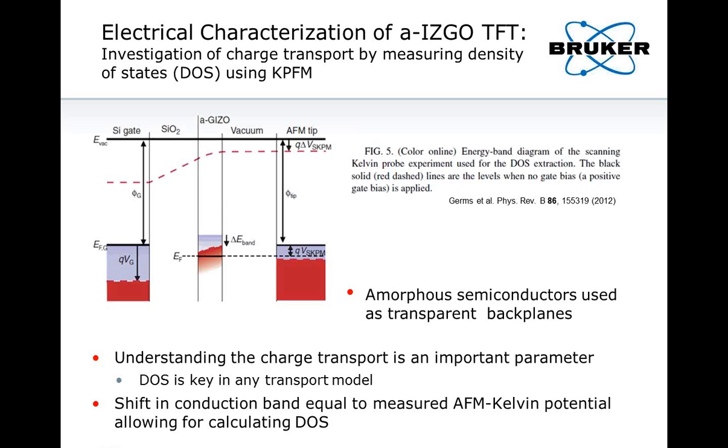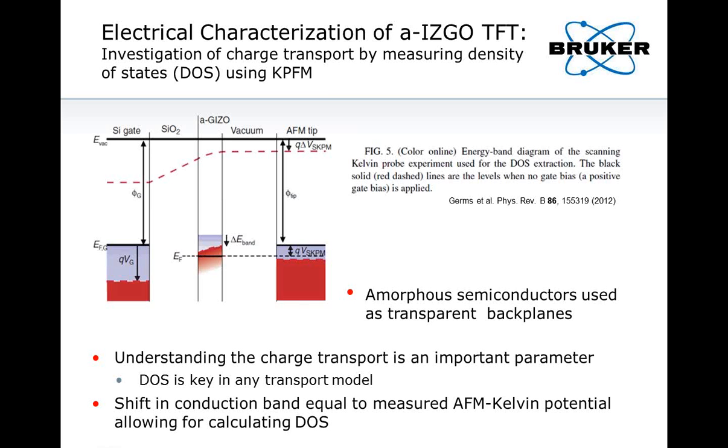So when we look at the diagram on the right here, we see a silicon gate on the left and the oxide channel, and then the AFM tip on the right. When there's no electrical field present between the gate and the channel, of course no charges are accumulated and the energy levels are represented by the solid black lines in the diagram. When we apply a bias to the gate, but at the same time keep source and drain at 0 volt, then of course an accumulation layer is formed in the a-IGZO channel in this case, which fills the conduction band.